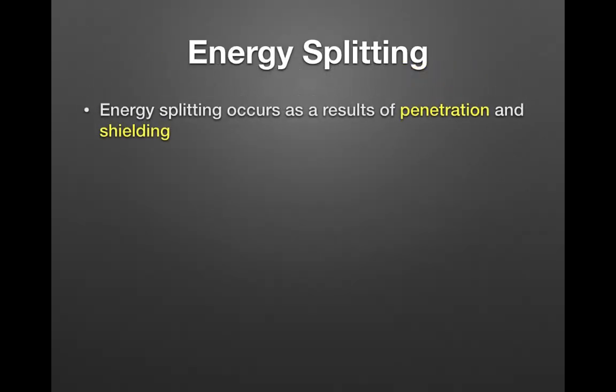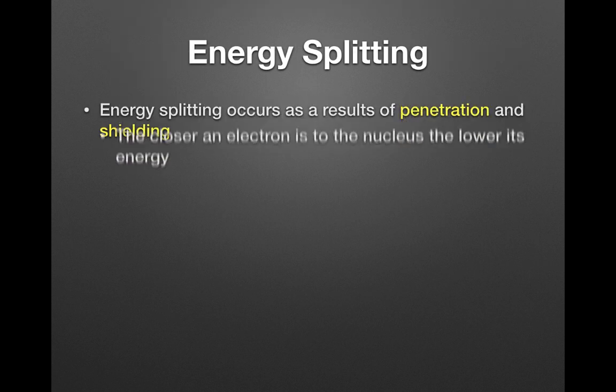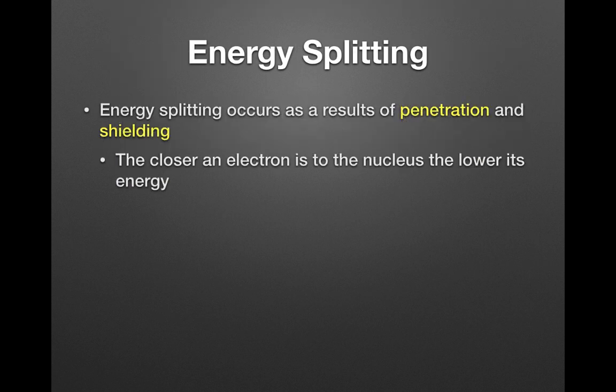Now, why does this splitting happen? Well, it occurs as a result of penetration and shielding. So we can look at how the energy of the orbitals interacts with the nucleus. The closer an electron within an orbital is to the nucleus, the lower its energy, because of the stronger attraction it's going to have to the positive charge in the nucleus, given that the electron is negative. And this just follows Coulomb's law. The more attraction that is felt, the more stable something is, and the lower the energy is.